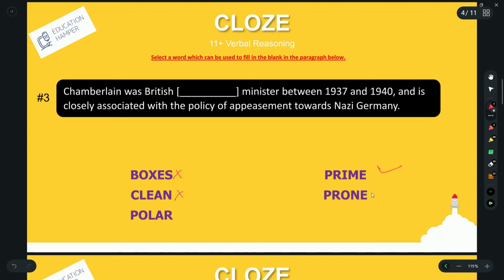Prone Minister. Now, that doesn't fit the context of this sentence. So, what is he prone to? When you read the entire sentence, it feels out of context. So, that's probably not the example. And polar minister. Now, there's nothing about being in either the North Pole or the South Pole. It's got no context at all. So, that's out of the way. So, the answer here is Prime Minister.